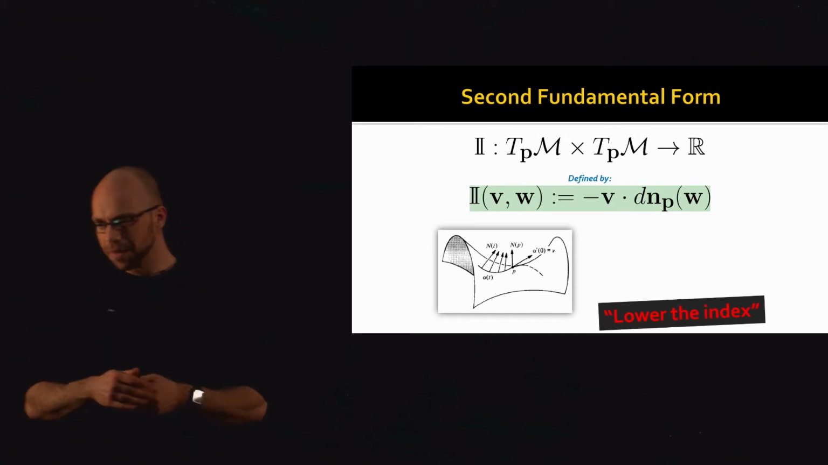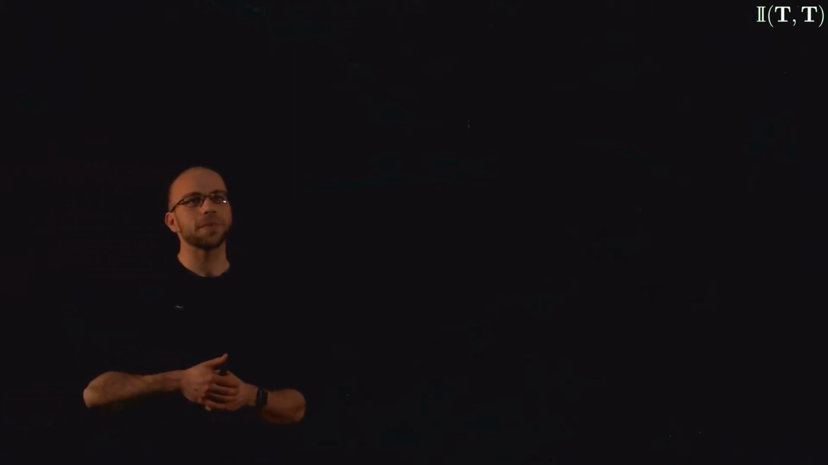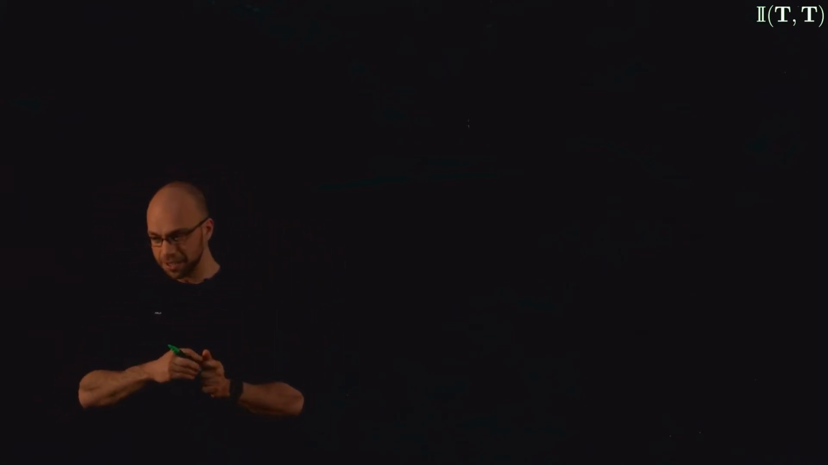So now let me show you. In particular, what I'm going to do is take a unit vector, capital T here, and put it into the second fundamental form twice. So I'm going to put the same argument in both slots. And we're going to see that this actually has a really nice interpretation. Okay, so let's do that.